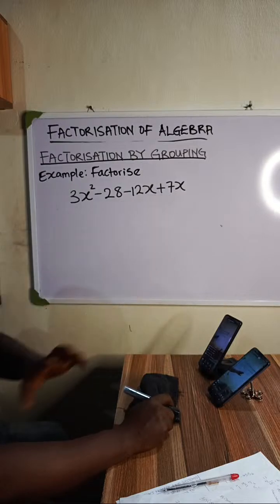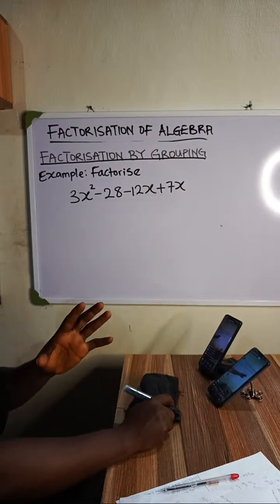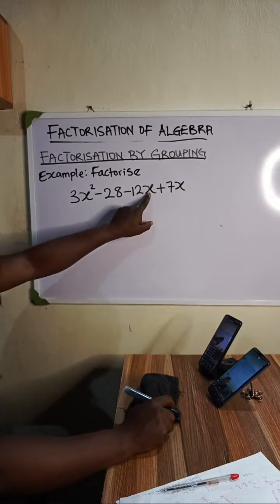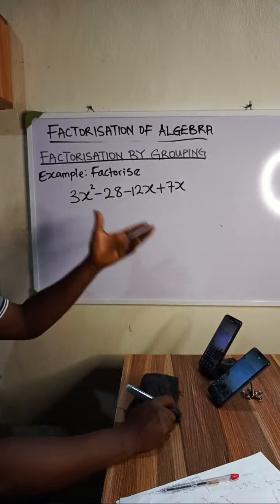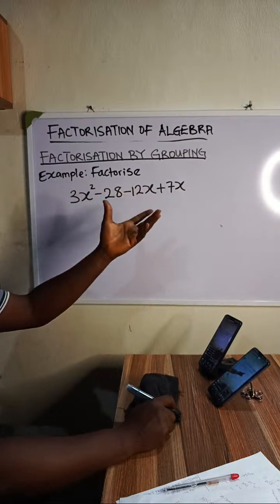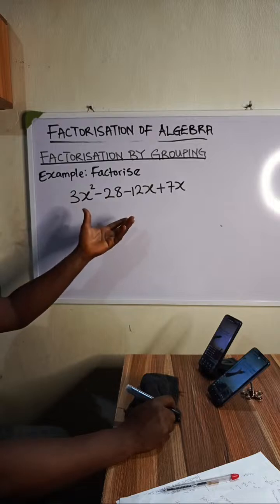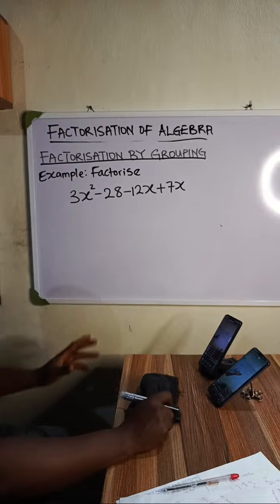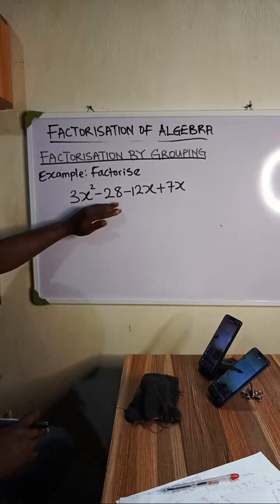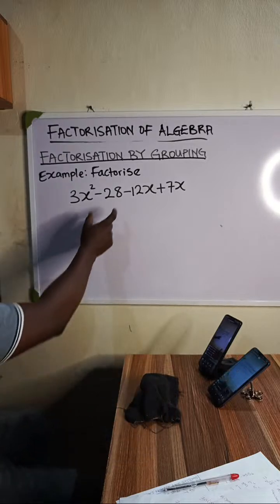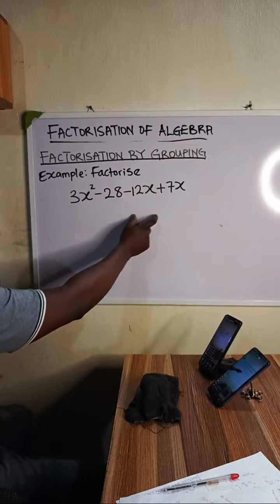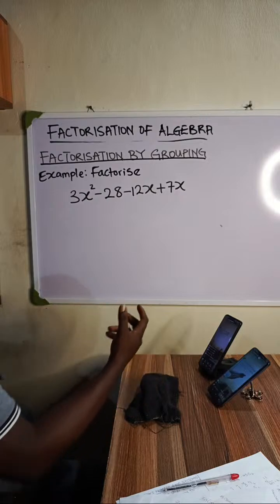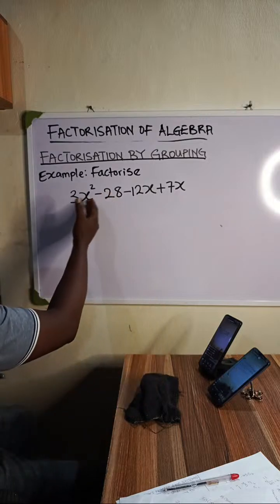12 and 7 have nothing in common as numbers. There's no common factor between 12 and 7. However, x is here, so they have something in common. But we cannot go further with this factorization process because this first group has nothing in common. So that means we have to reshuffle this arrangement. We need to move 28 out of this position and bring a number that has something in common with 3x squared.